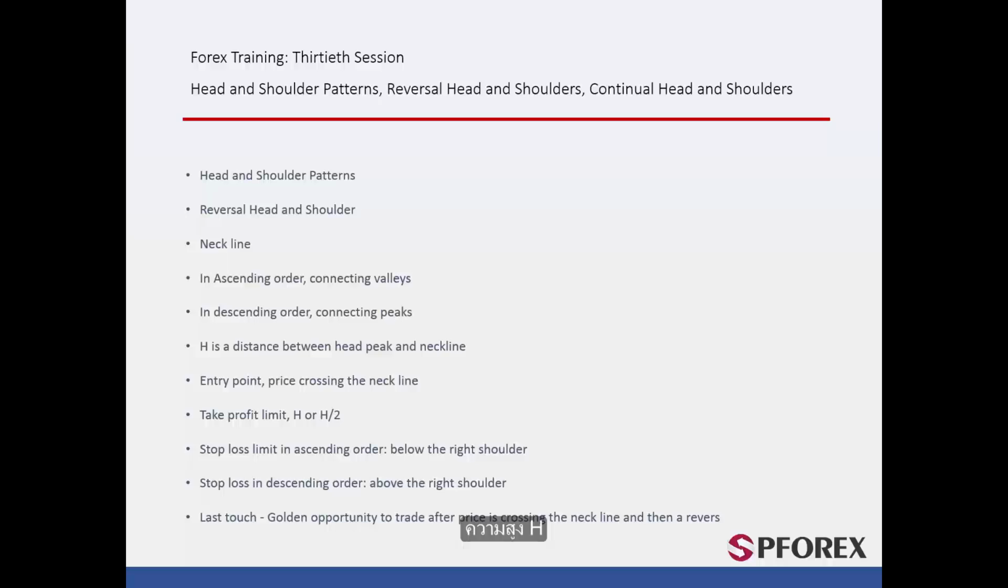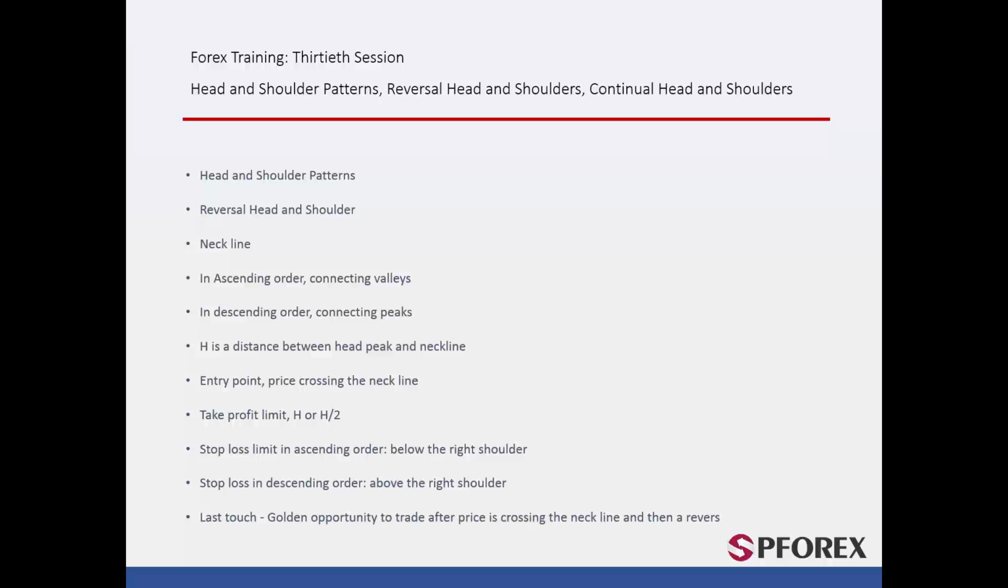H height. A vertical line between the head summit and neckline in a downtrend, or head bottom and neckline. Entry price. Order entry price is the point where the neckline crosses the market price. Take profit. Take profit equals H or half of H value.